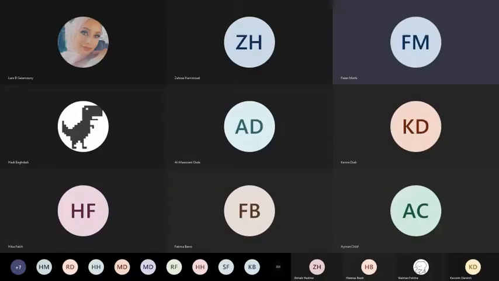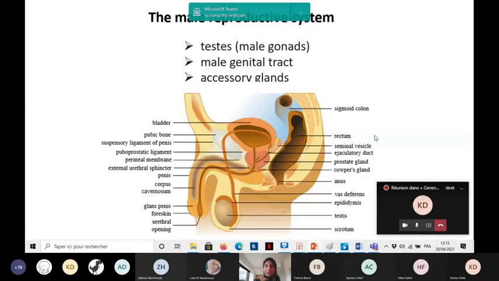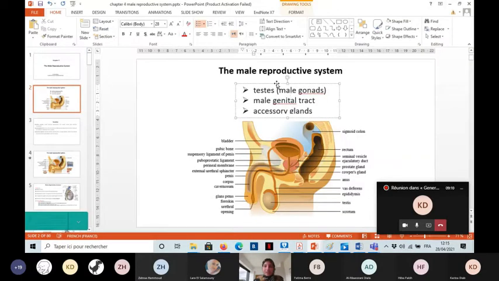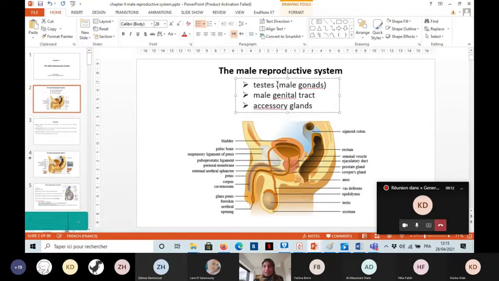In this chapter, we are going to see in detail the male reproductive system. The male reproductive system is composed of three elements: the testes, which are the male gonads, the male genital tract, and the accessory glands. So we have the testes, the male genital tract, and the accessory glands.